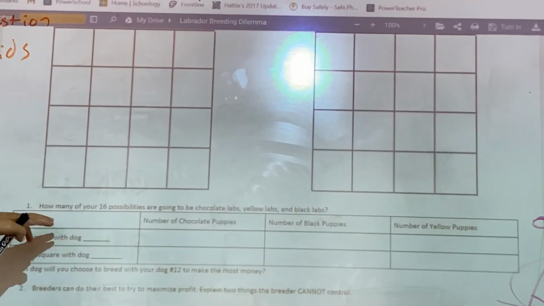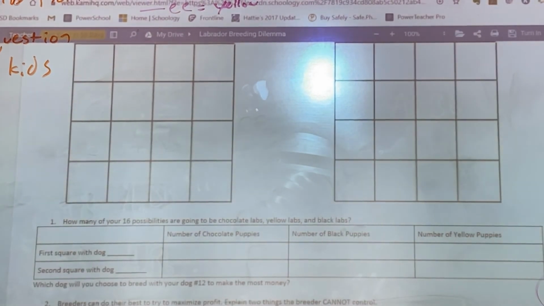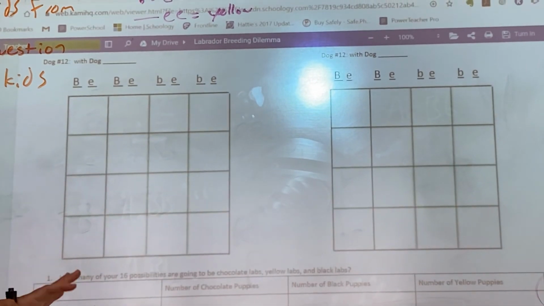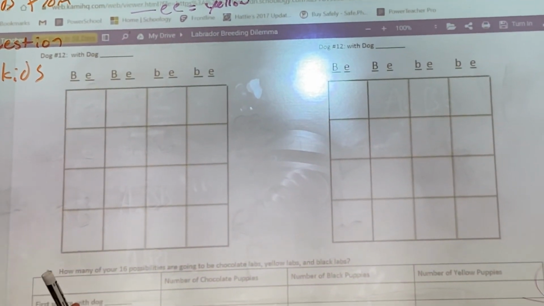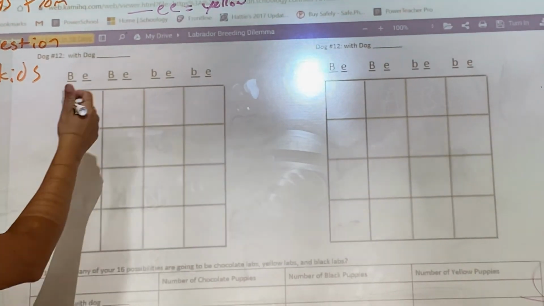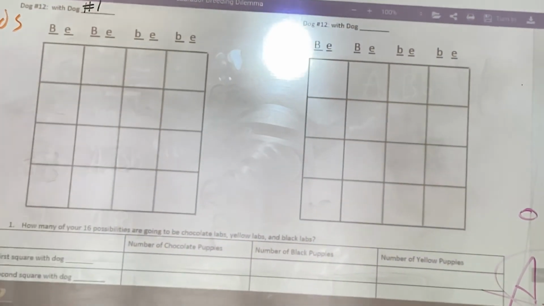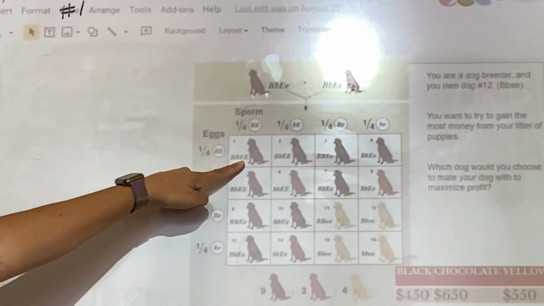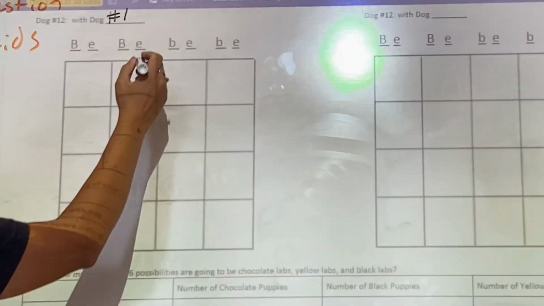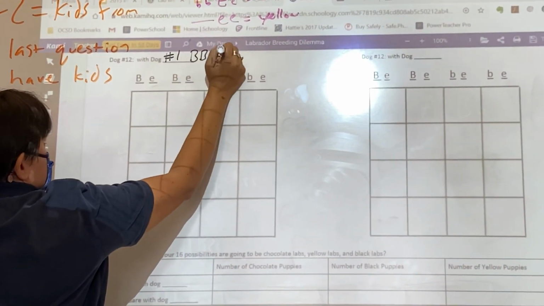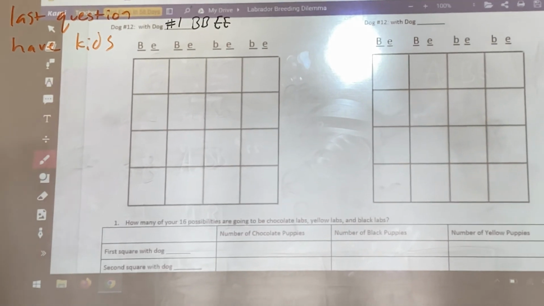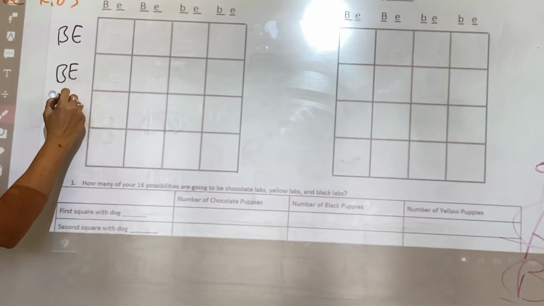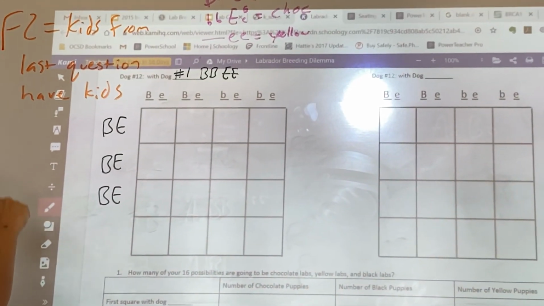And then I actually did give you a better data table for your results. So for example, dog number 1 is the wrong choice. I'll just go ahead and tell you that, okay? So I'm going to breed dog number 12 with dog number 1. Dog number 1 is homozygous dominant for both. So dog number 1 is big B, big B, big E, big E. So it's going to be big B, big E on all 4 spots. Do not copy this. This is a wrong answer.